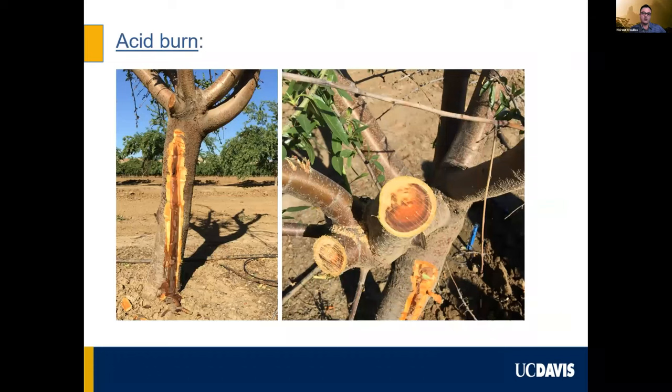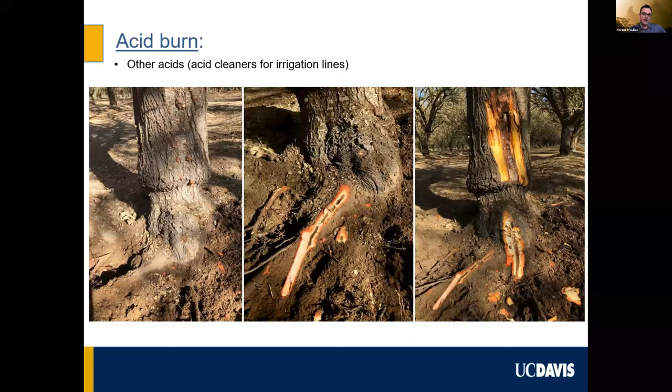Acid burns we've seen in orchards, where sometimes sulfuric acid is applied to reduce the pH in an orchard. If the acid is poured too close to a root, you will have uptake leading to a canker up the trunk that could also be confused with a canker pathogen. Other acids, such as those used to clean irrigation lines, if they come too abundantly, too much on one root, you will see this uptake on the roots leading to a canker-looking infection in the trunk.